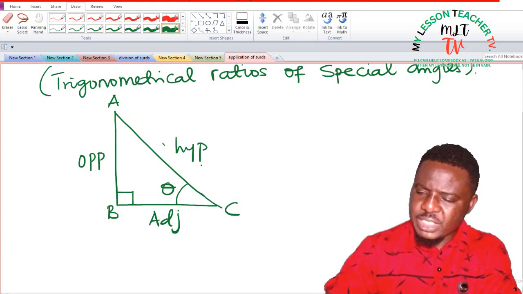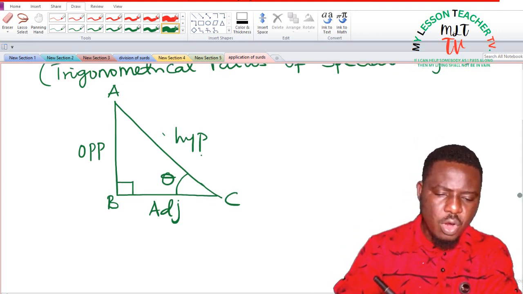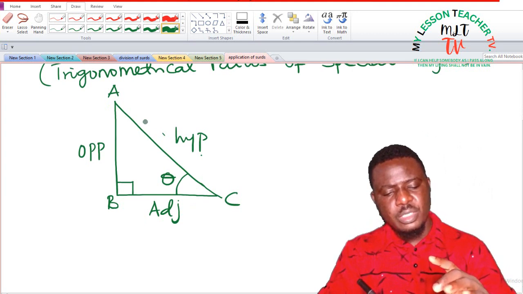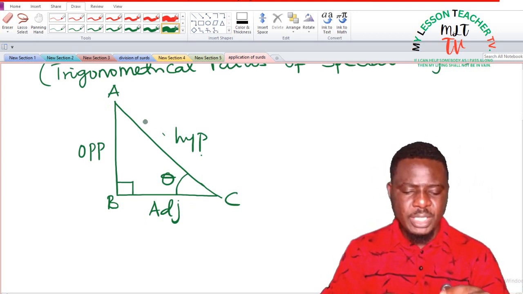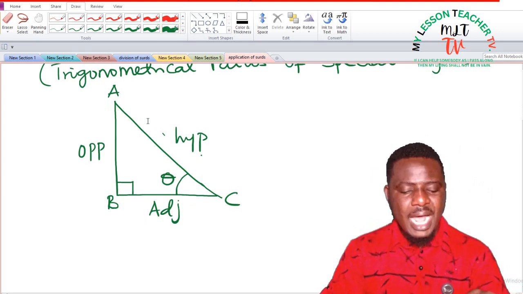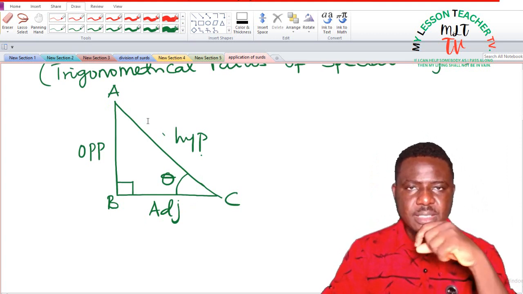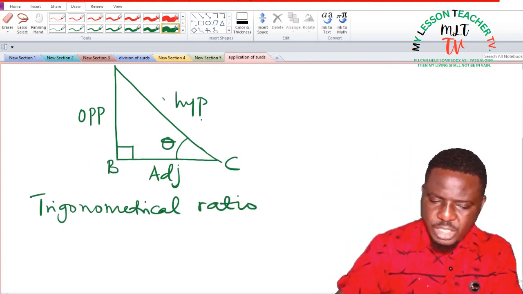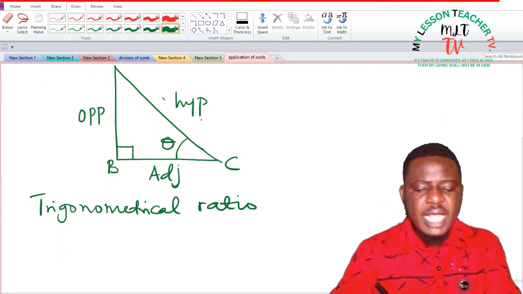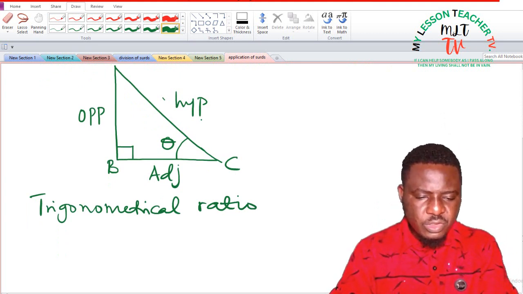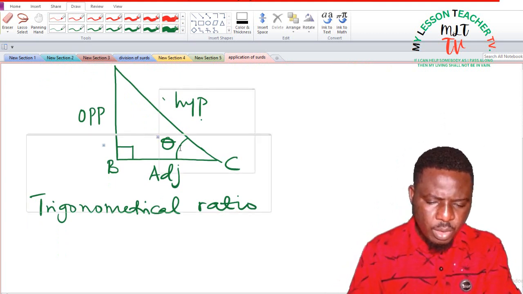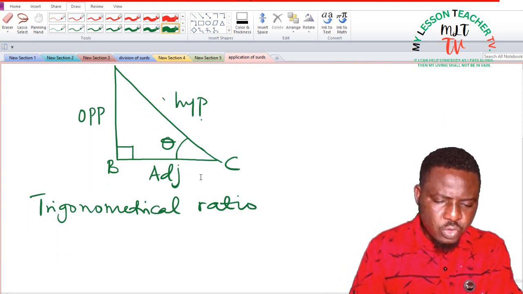Now, when you consider the trigonometric ratio of this triangle, trigonometric ratio gives the relationship between the angle and any other two sides. So in getting the trig ratios, which is the relationship between any two sides of the given right angle triangle and the angle theta, we refer to it as trig ratios.